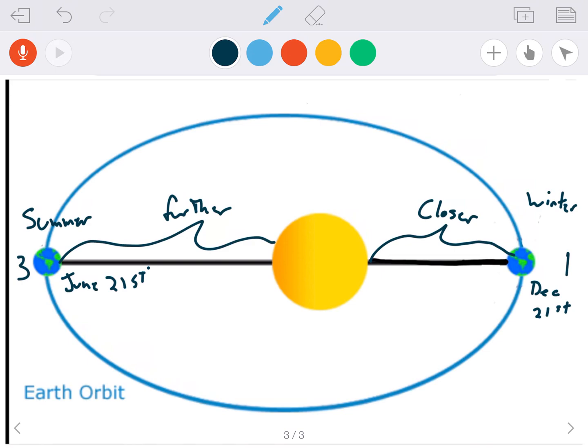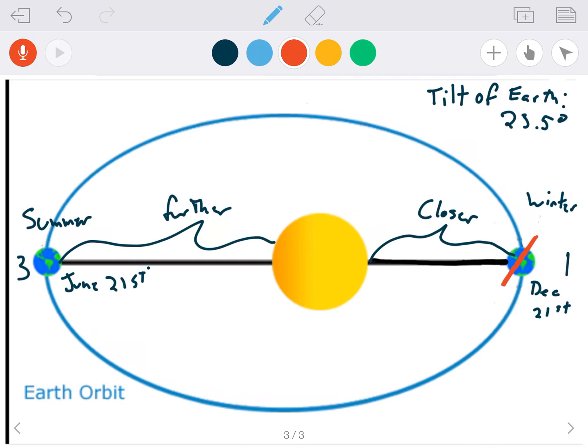The reason why we are able to be closer to the sun in the winter but still be colder is because of the tilt of Earth. Our axis is tilted at 23.5 degrees. So that means that we're not always facing, we're not always pointed towards the sun. Sometimes we're pointed away from the sun. So if I was going to draw in a 23.5 degree tilt at winter on my number 1 position, it would be like this.